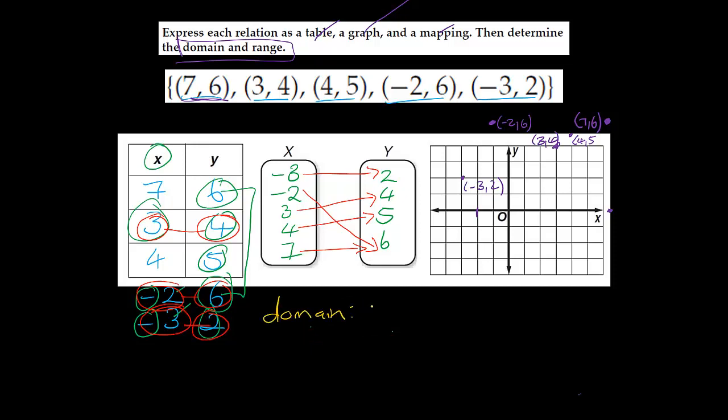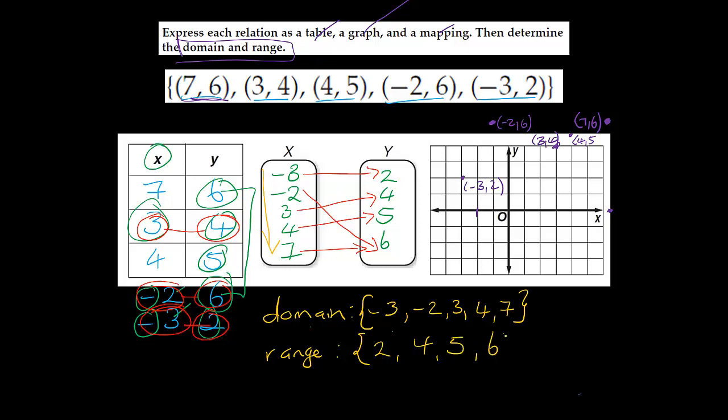And we're going to write a colon, open curly brackets, and we write it from the top down. Negative 3, negative 2, 3, 4, 7, close curly brackets. Range, colon, open curly bracket, 2, 4, 5, 6, close curly bracket. So my domain ends up having 5 digits, 1, 2, 3, 4, 5, and my range only has 4 because one of them is repeated. This is how we only write the number 6 once. That is your domain and range.